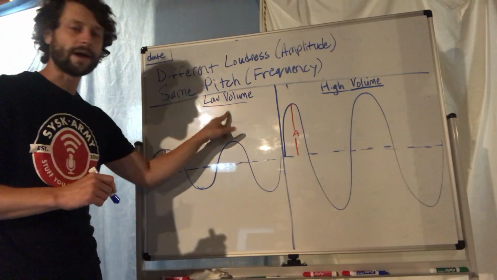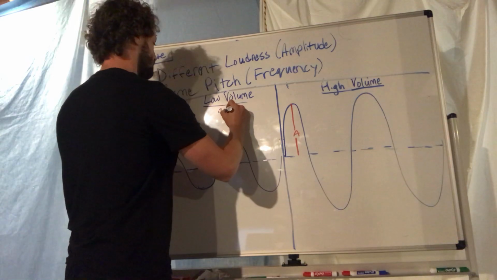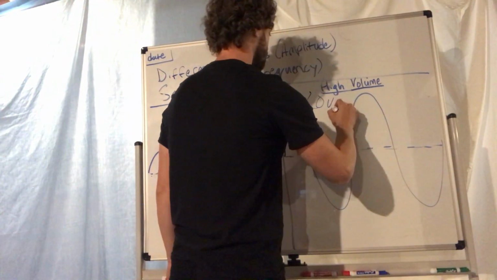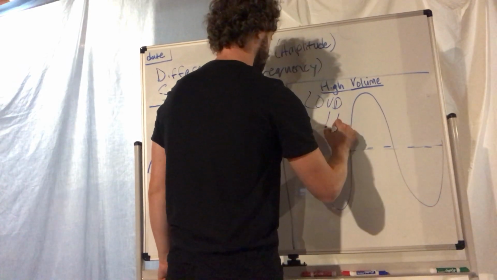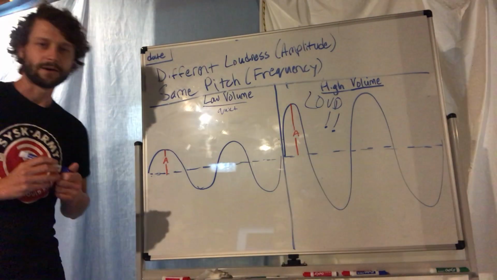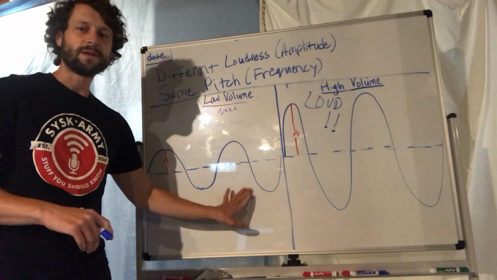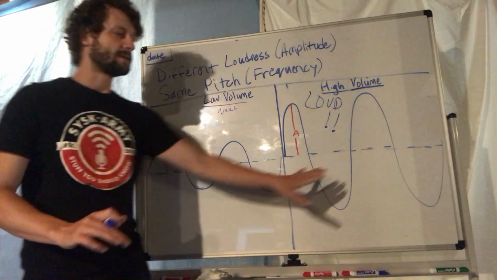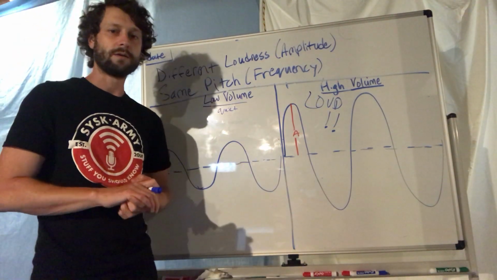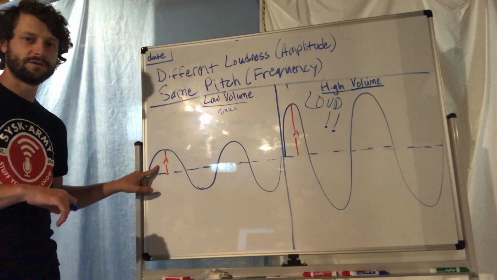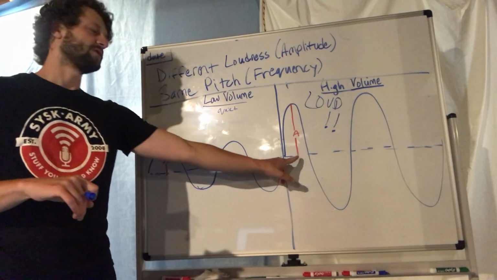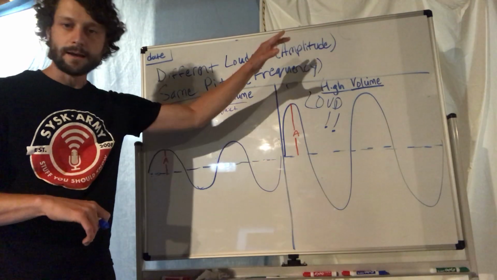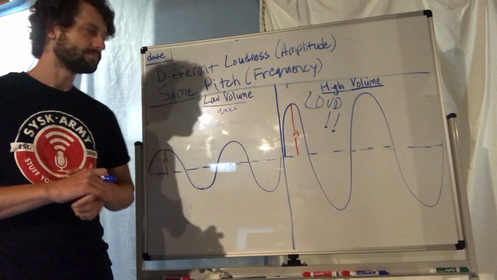So here's a quiet wave, low volume, and here's a loud wave. All right? But these play the same note, just like I did on the guitar. Why is this one louder? Well, look at the measurement of amplitude with the red line over here versus the measurement of amplitude over here. This one is twice as loud, twice as tall of a wave.